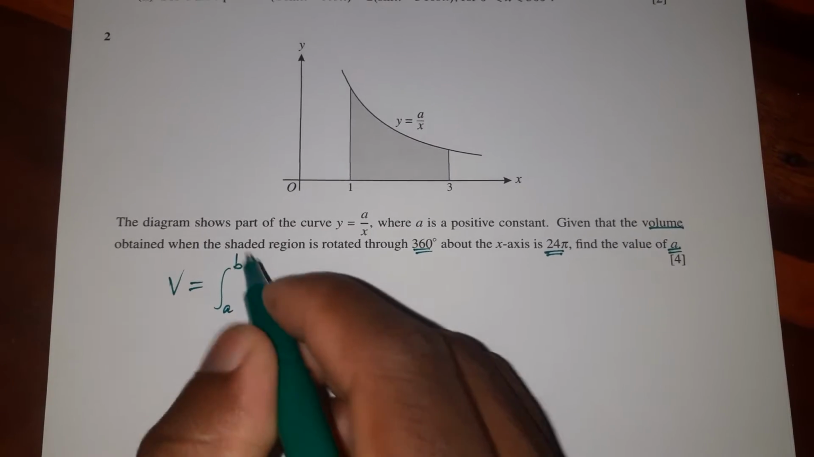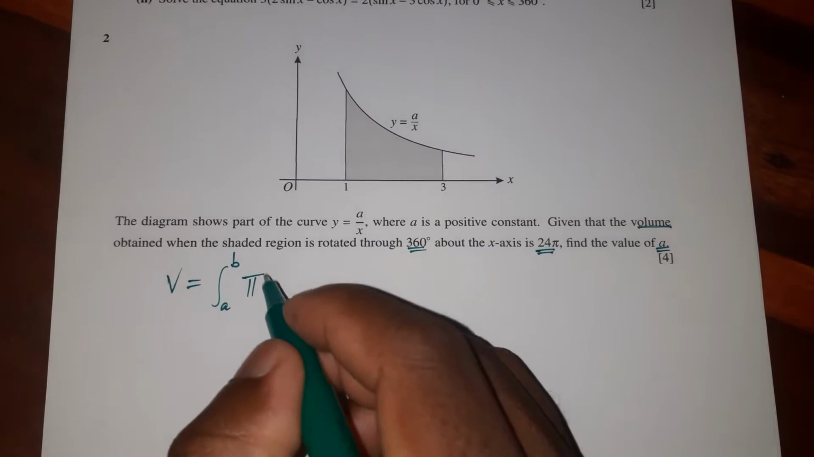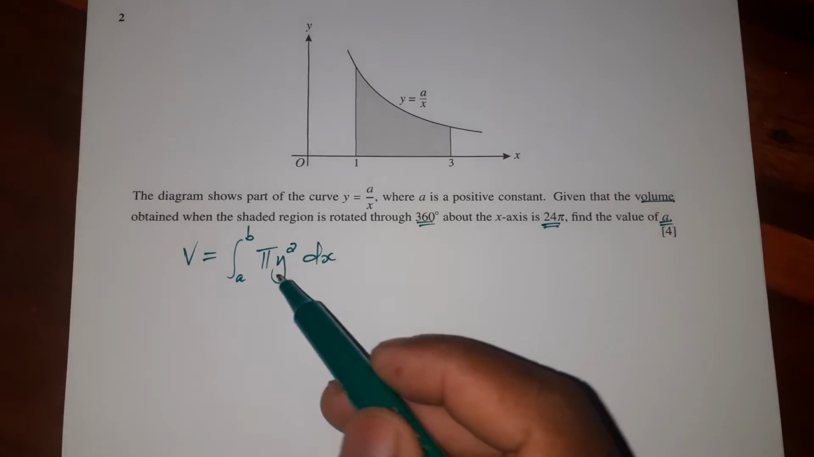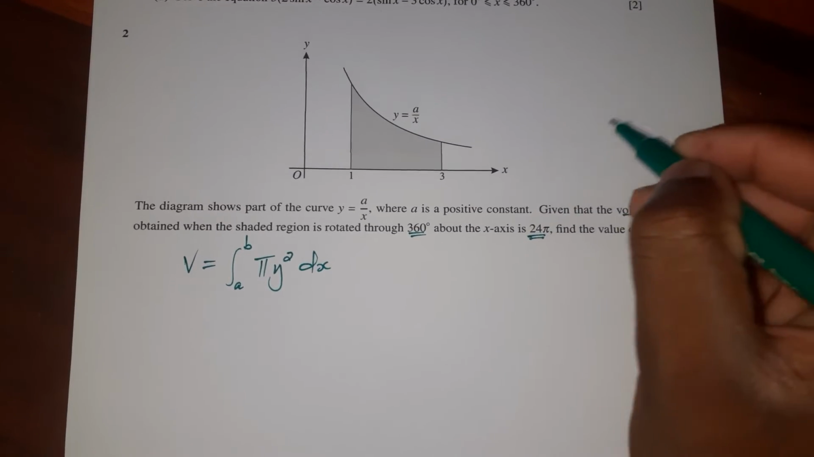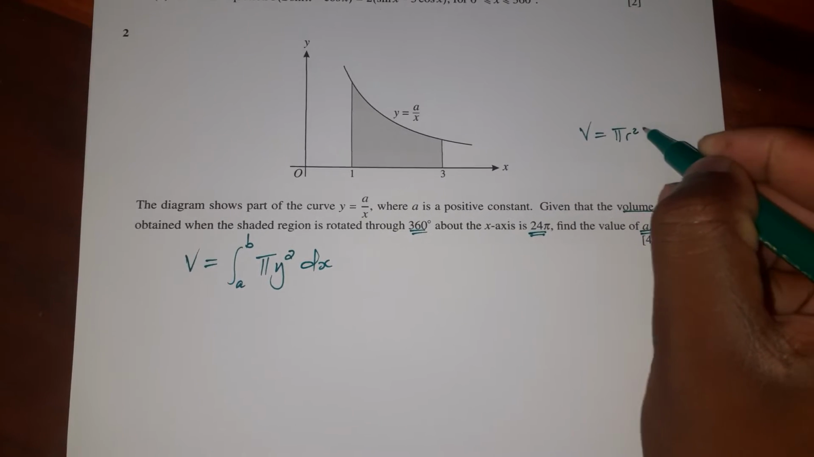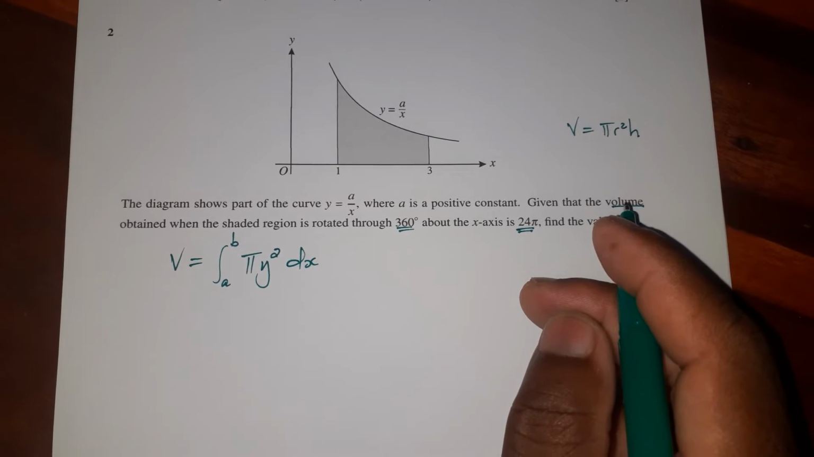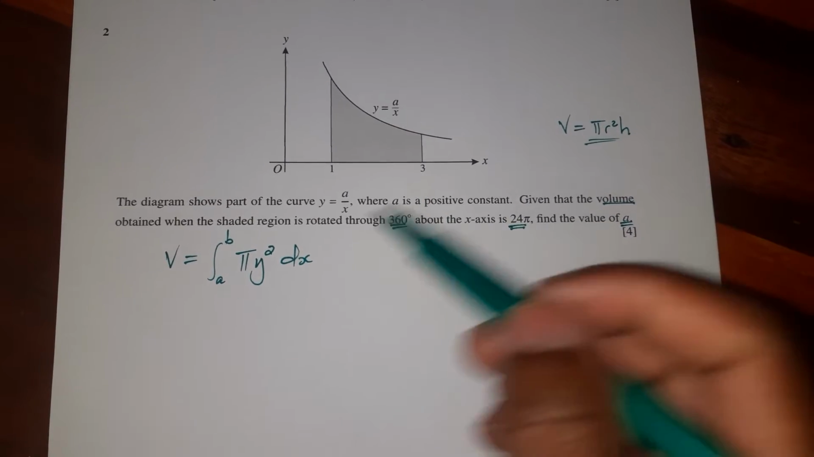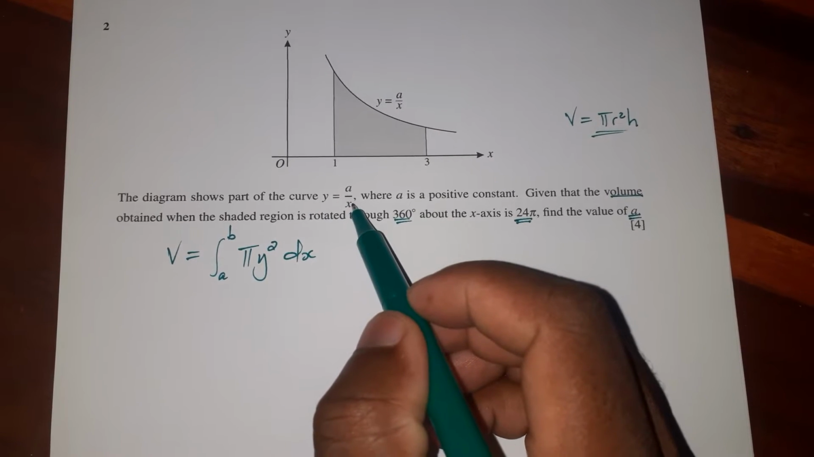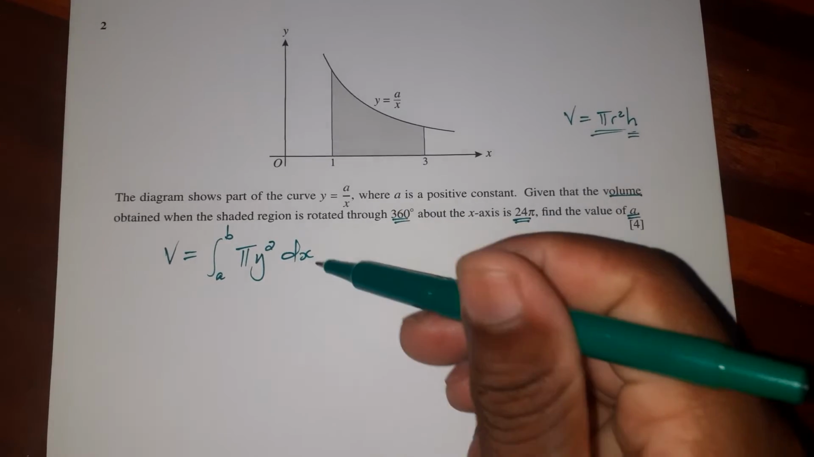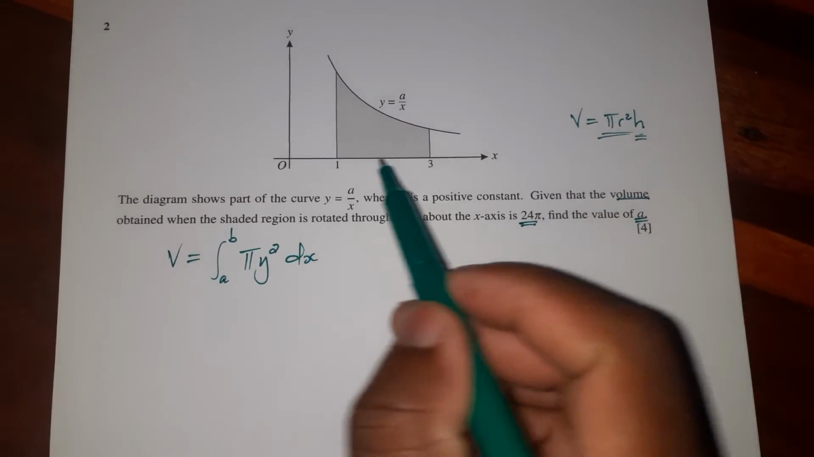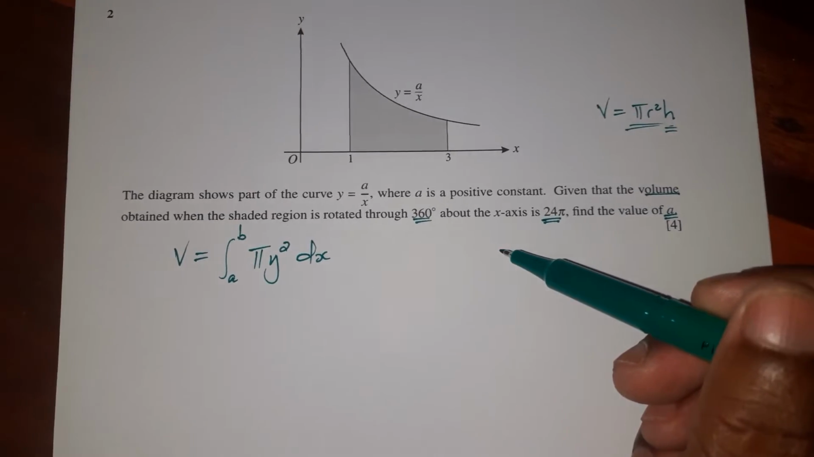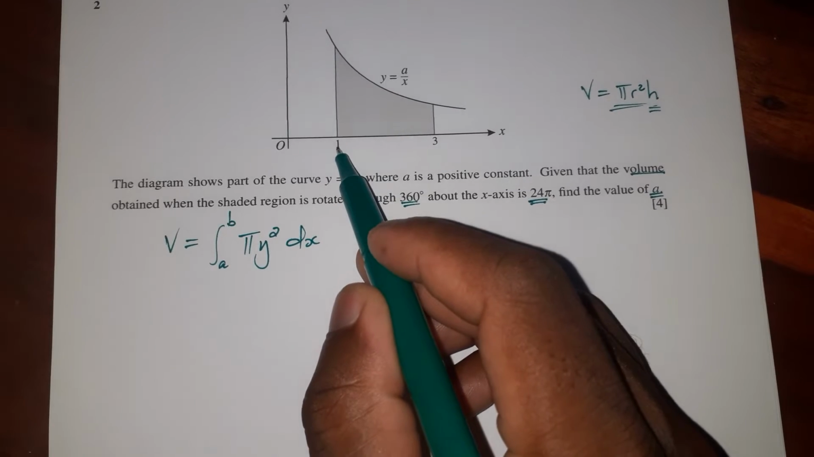Now, since it forms like a cylinder, the volume of that will be given by integration from A to B of pi y square dx. Now this formula, if you can remember the volume of a cylinder, is pi radius square times height. Here we have the pi, we have the radius, which is the function, the curve that we are given here, and then the height, which is the smallest distance of the shape that we are given. And the A and B are the starting point and the end point, which in our case are 1 and 3.